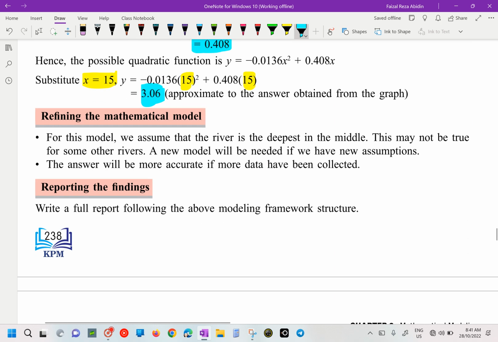If you look over here for this model, we assume that the river is the deepest in the middle. This may not be true for some other river. So it means that a new model will be needed if we have a new assumption. The answer will be more accurate if more data has been collected. Report the finding, write a full report.